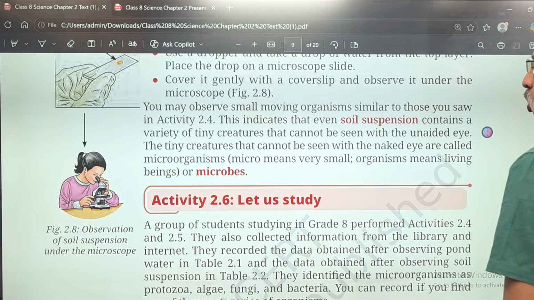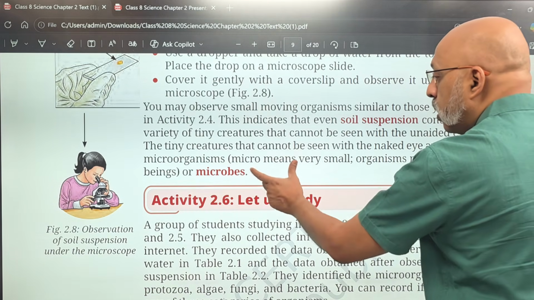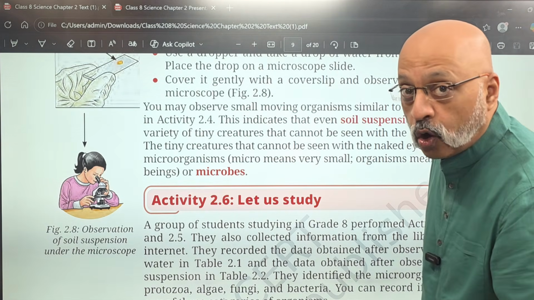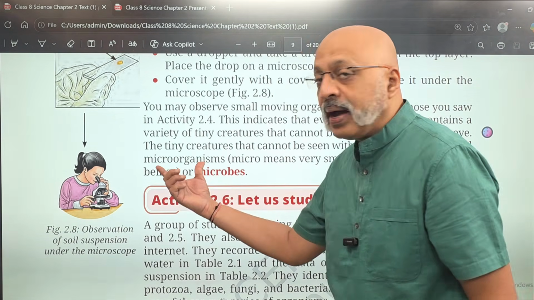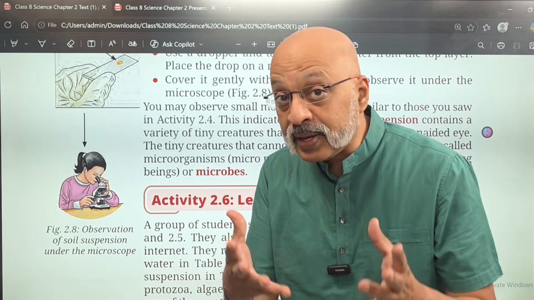The tiny creatures that cannot be seen with the naked eye are called microorganisms. Micro, as I just told you, means very, very tiny or very small. Organisms means living beings. Microorganisms or microbes both mean the same thing.